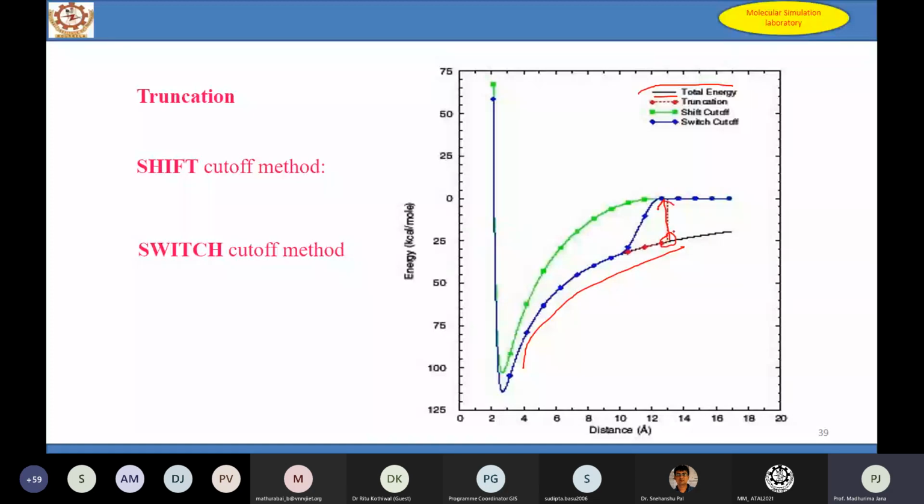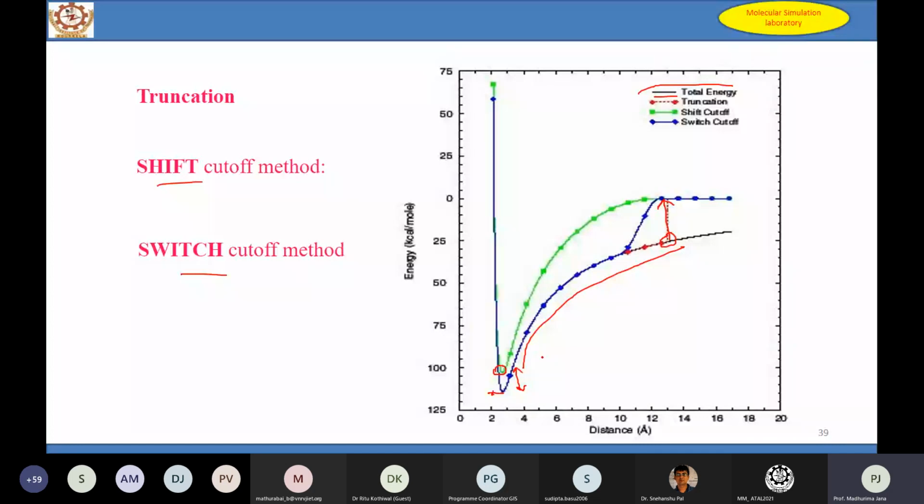This is not healthy for the simulation. So we have to use not only the cutoff but also a switching function, as I told. Two methods can be implemented: one is shift cutoff, another is switch cutoff. If you are using shift cutoff, this green curve goes smoothly to zero energy, but the problem is that the minima changes. Your minima has shifted a little to the left. You can see this is the actual minima and this is the minima now, so the energy is also going to change from the actual when you use the shift cutoff.